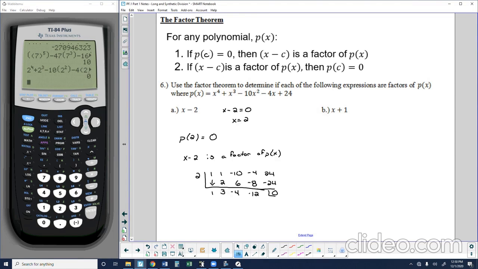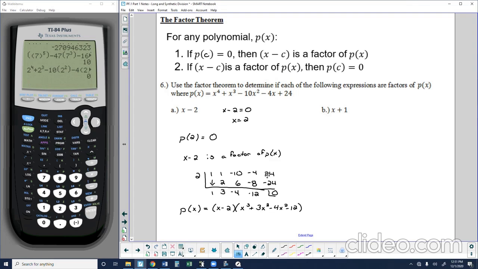Now the reason I did this is because I can find the factors of p of x. One factor of p of x was x minus 2. We found that to be a factor. Another factor is x to the third power plus 3x squared minus 4x minus 12. So really all this problem asked was to find if it is a factor. Yes, it is. And if we want to know what the other factor is, we can do the synthetic division, and the resulting quotient is the other factor of p of x.